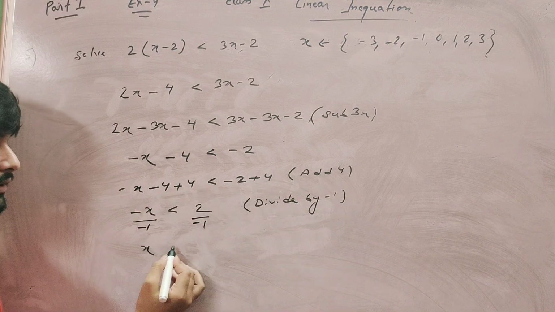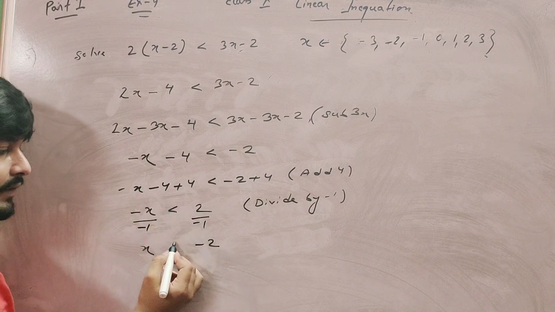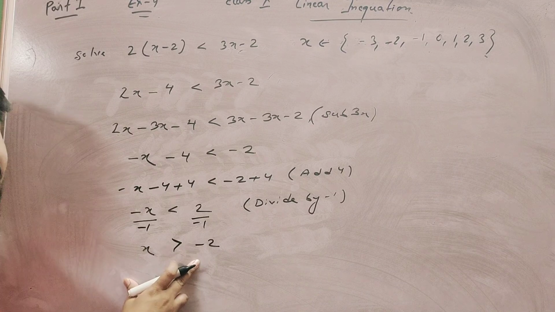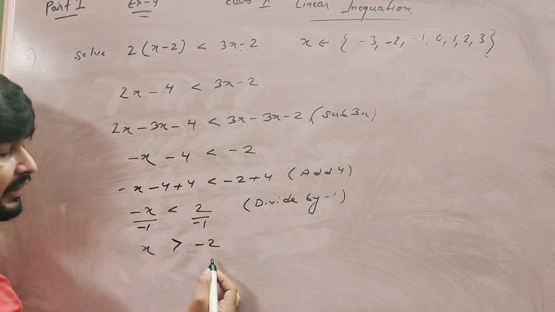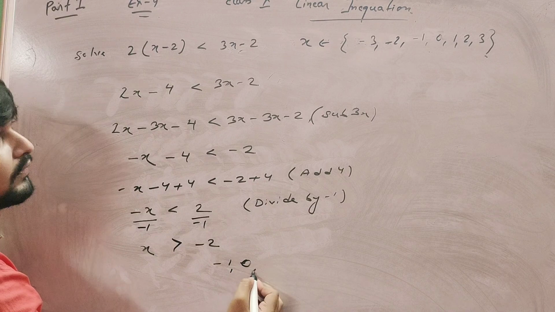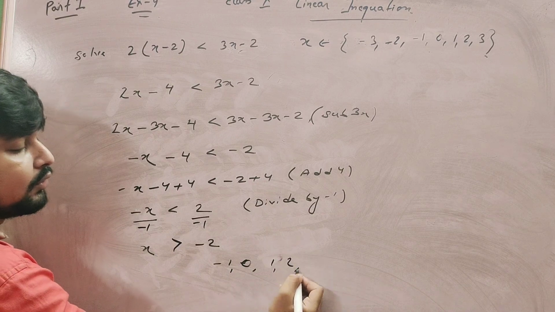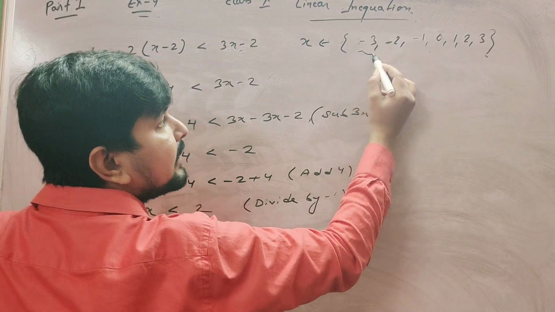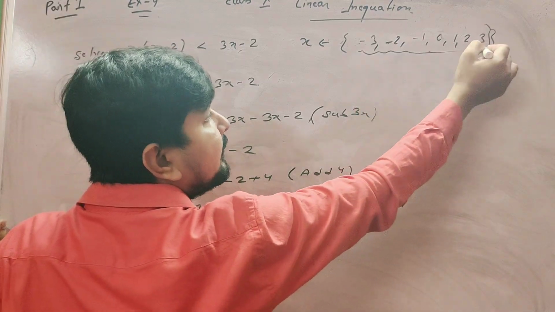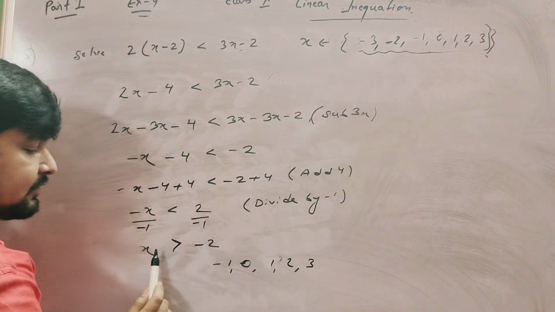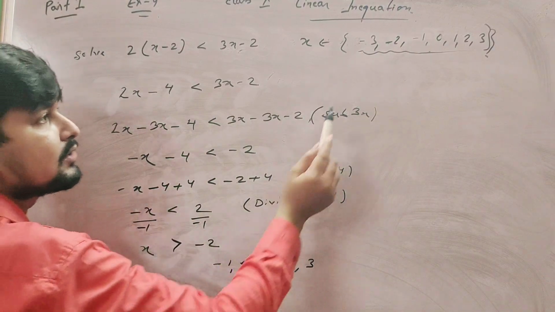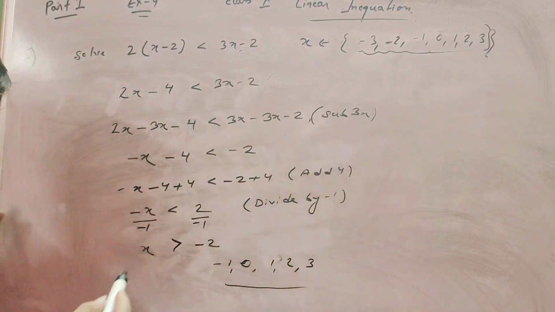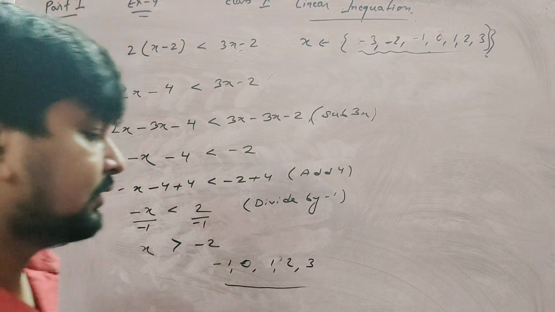So x, minus 2, and this sign gets reversed. So the value of x is greater than minus 2, that is minus 1, 0, 1, 2, 3. And given is what? Value of x is minus 3, minus 2, 1, 2, 3. The ending portion is only 3, and the condition given is x greater than minus 2. So greater than minus 2 is minus 1, 0, 1, 2, 3. So this is our answer. Clear?